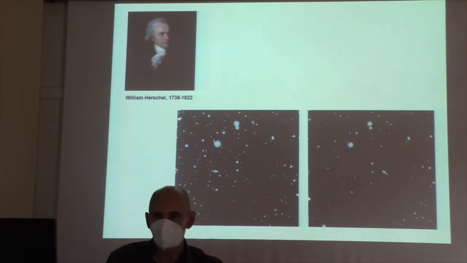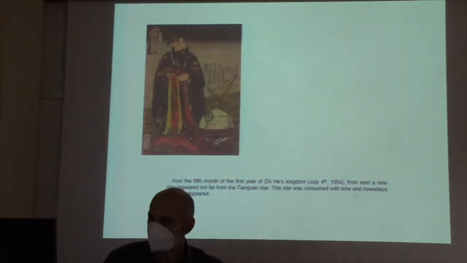Another example, a very glaring example of what a paradigm can do, and how a paradigm can really skew, can really bias the way scientists look at nature. Here is a record from Chinese astronomical archives. It says, from the fifth month of the first year of the Zihi Kingdom, which corresponds to July the 4th, 1054, from the east, a new star appeared not far from the Tingguan star. This star was consumed with time, and nowadays it has disappeared.